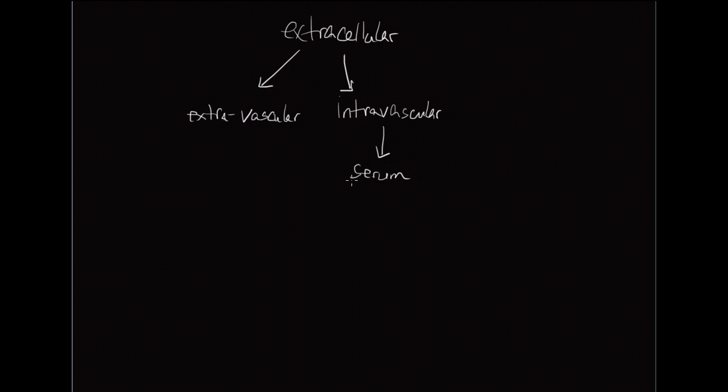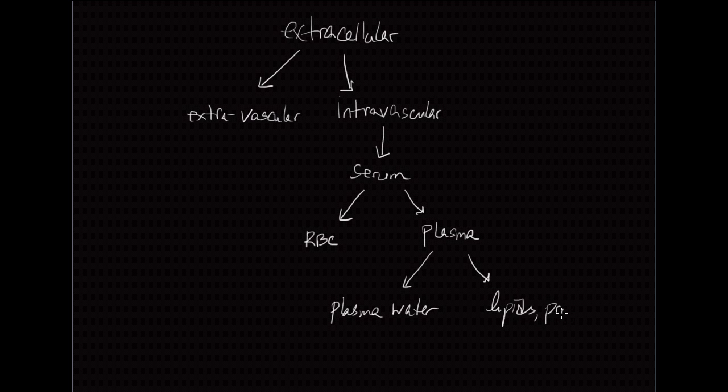Serum is made up of a variety of components. The two largest components are red blood cells and plasma. Plasma, it turns out, is made up of components as well. Plasma is made up of two components, something called plasma water, which we're going to discuss further, and the lipids and the proteins that are in circulation. So that's it. This is generally the breakdown of what's going on in the extracellular space.